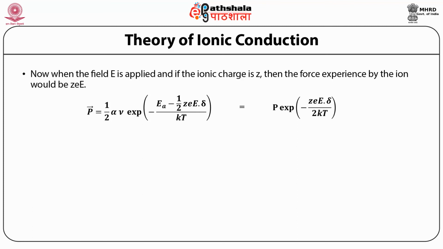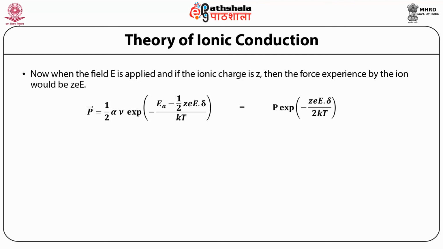Now, the probability that ions will move to the right is given as P equal to alpha v by 2 exponential minus (EA minus 1 by 2 ZeE delta) by kT, which is equal to P exponential ZeE delta by 2kT. Similarly, the probability of ions moving to the left would be P equal to alpha v by 2 exponential minus (EA plus 1 by 2 ZeE delta) by kT.